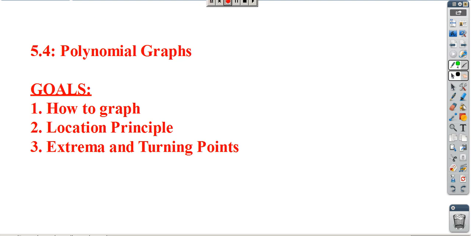Okay, so section 5.4 is on graphing polynomials, and there's three things we want to talk about: how to graph them, what is something called the location principle, and then the extreme points on the graph. The plural of extremes, extrema, so like the maximum and minimum points on the graph, and how we can figure out how many times the graph is going to turn, and that's called a turning point.